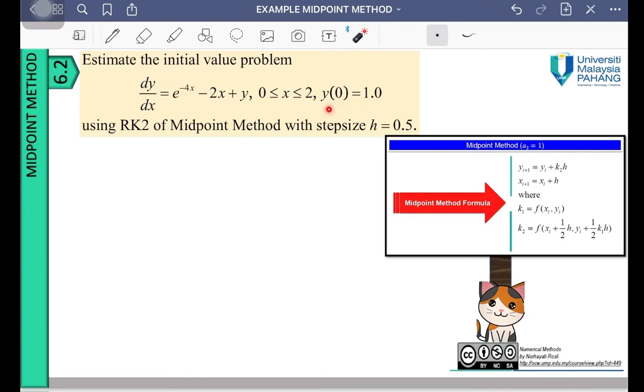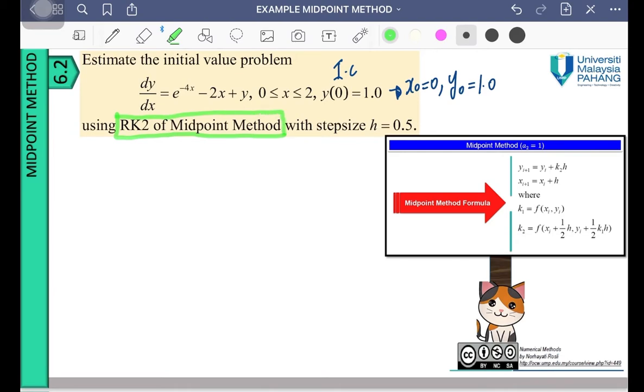And then given here is the initial condition. So this is our initial condition, which means that x naught equals 0, and y naught equals 1.0. Now let's focus on RK2 using the midpoint method. We will look at how we obtain the solution, the function at several values of x, using the midpoint method with the step size h equal to 0.5.